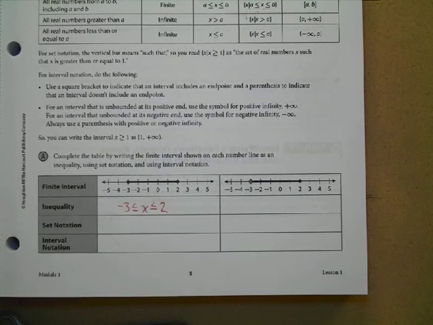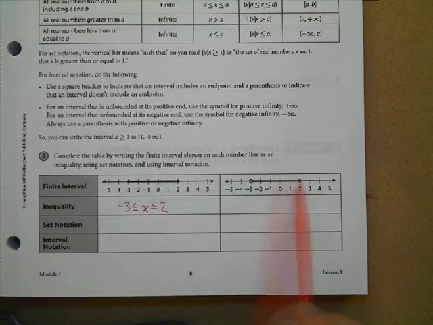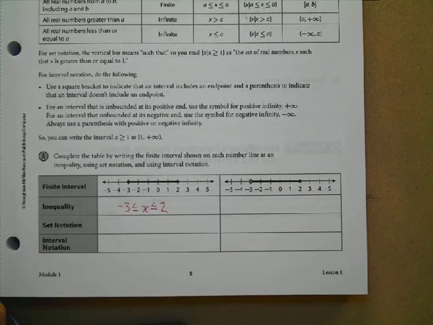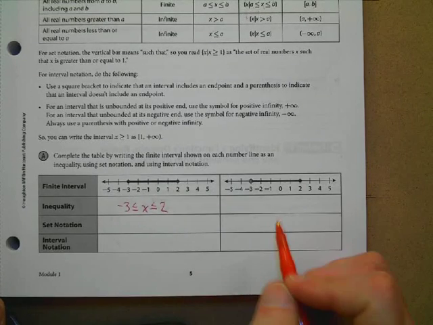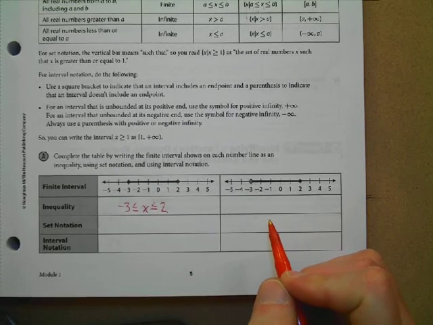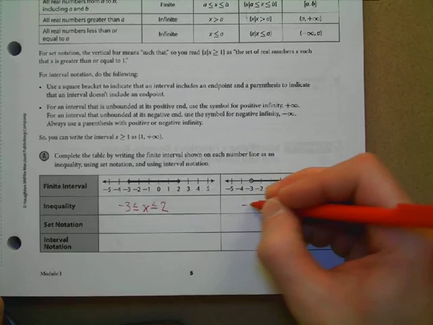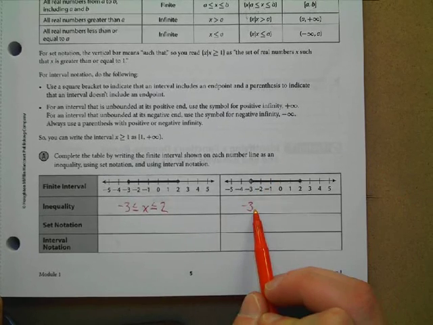Let's go to Stephanie, right? Okay. How would you write that inequality for this right here? Yeah, for this one right here. The inequality. So this right here. What number will we start with? Yeah, -3. And then what symbol will we put here?